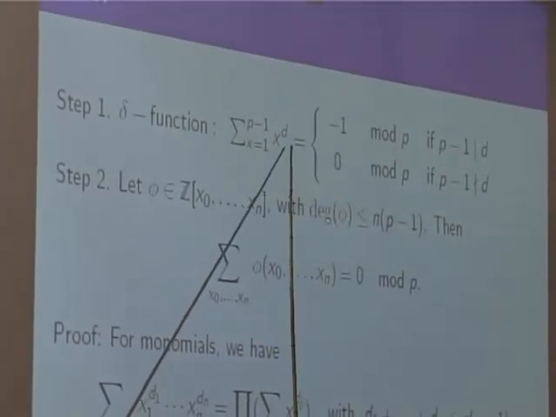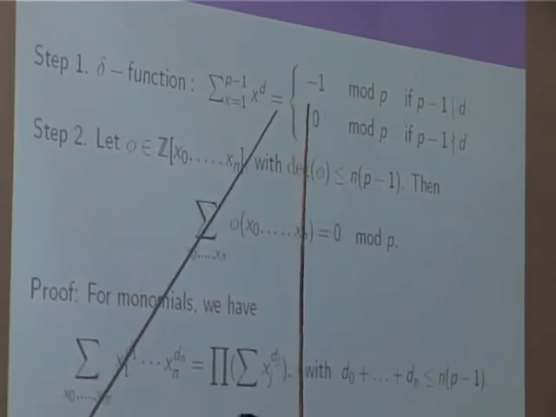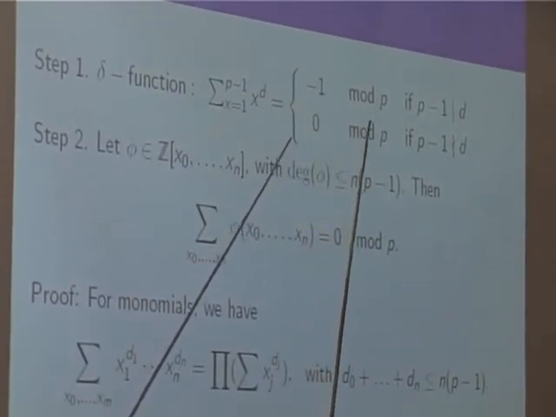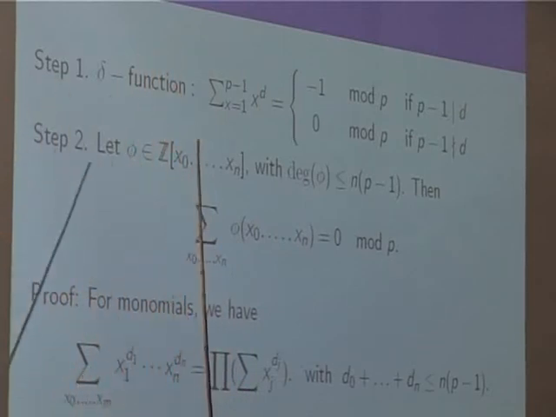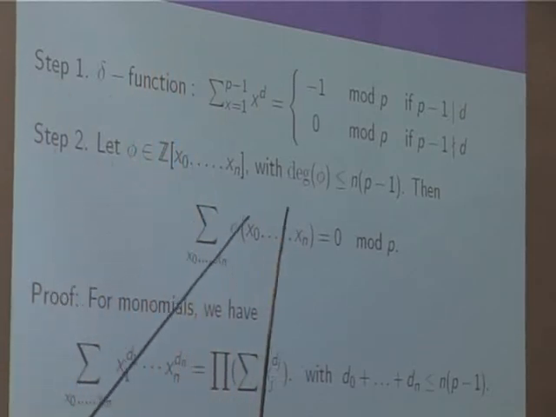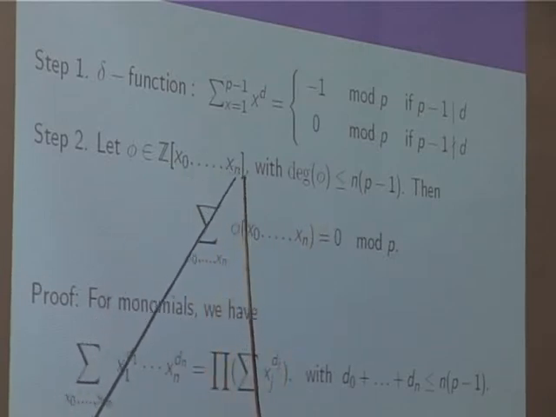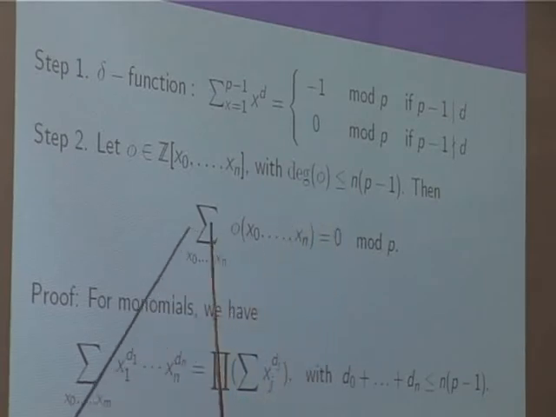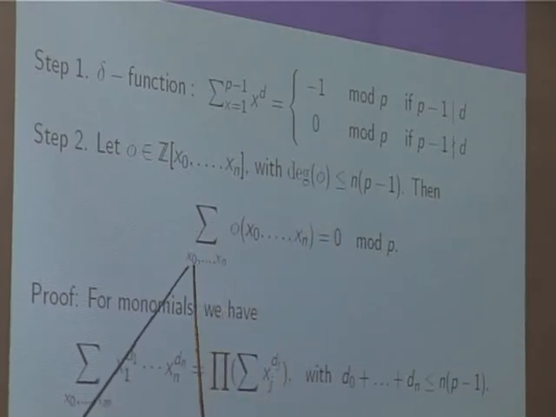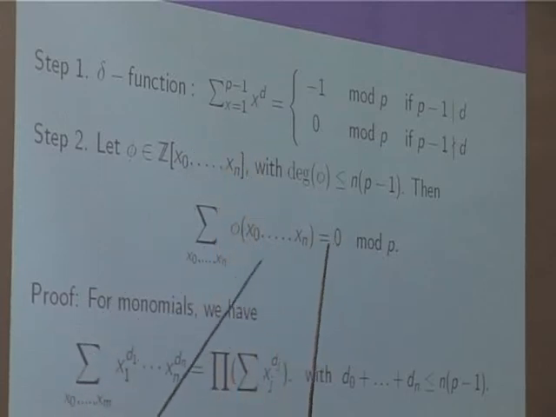If t happens to be divisible by p minus 1, then you're summing 1s from 1 to p minus 1, and it's congruent to minus 1 mod p. Otherwise, you get 0. Now consider this equation, say with integral coefficients and n plus 1 variables, with such bounds on the degree. Then you show that the sum over all x's, from 1 to p minus 1, is 0 mod p.